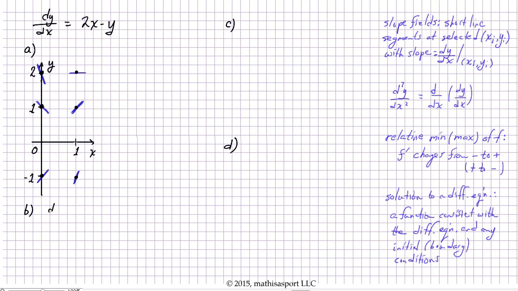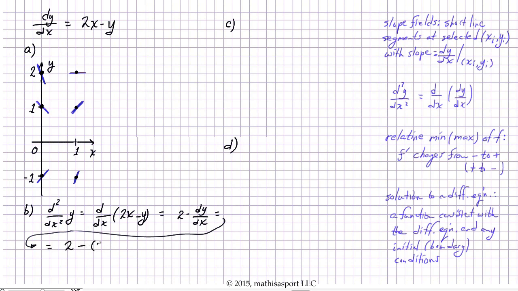All right, so now we have to find the second derivative of y with respect to x, given that we already have the first derivative. And so we're going to write that as the derivative of 2x minus y. And what do we get from that? We just get 2 minus dy/dx. But we know what dy/dx is. We have it before, and so we can substitute in that it's 2 minus (2x minus y), or just to simplify a little bit. Okay. Now, that's the second derivative of y with respect to x.